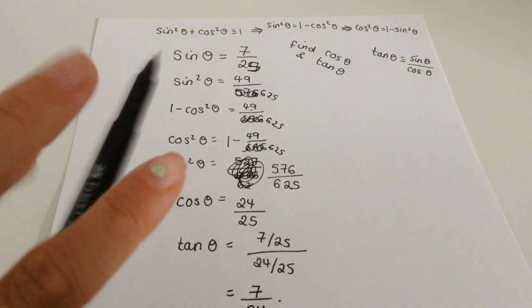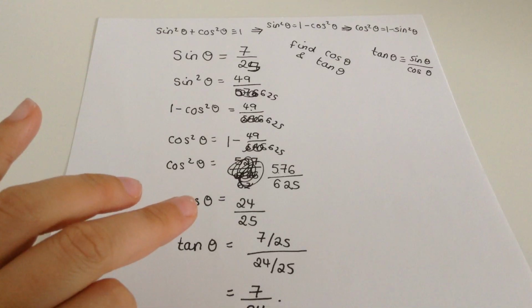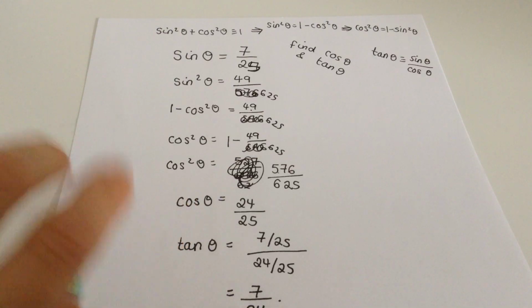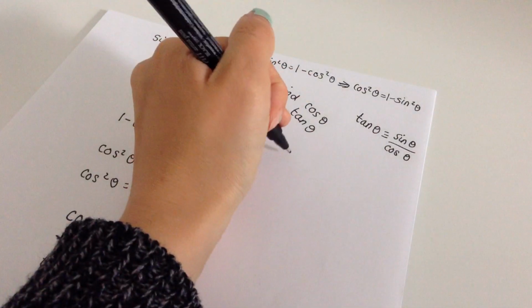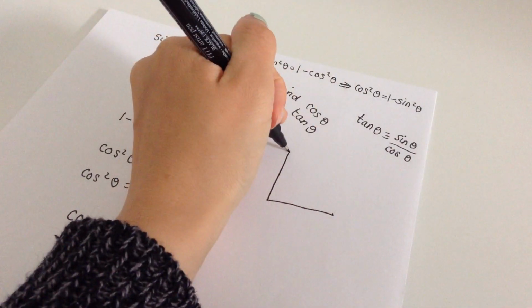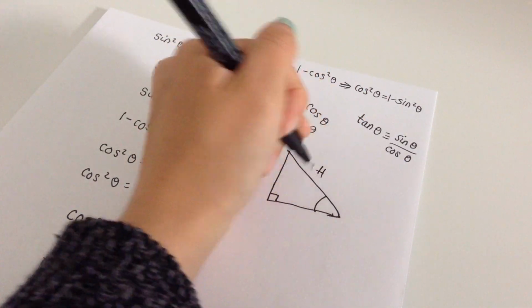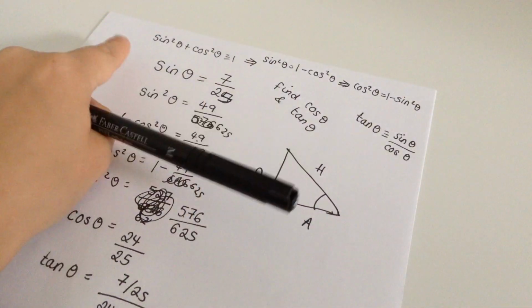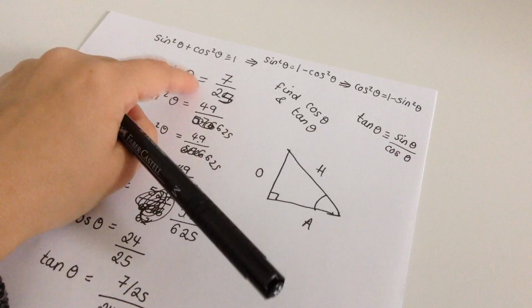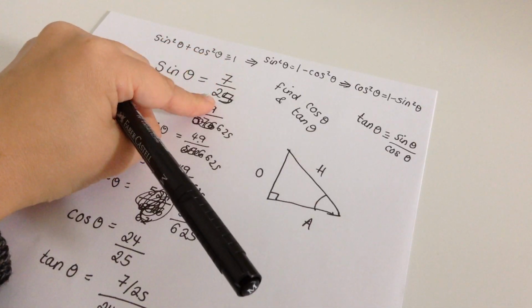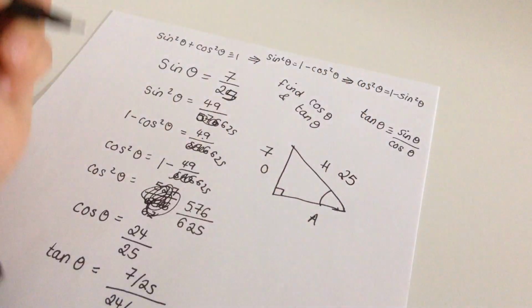I'm sorry if this annoys you, because I'm going to give you another method that the textbook doesn't approve of, but this method is so much better. You can skip this if you're not interested. What I would do is say I've got a right angled triangle. They've told me that sine theta is 7 over 25. Well, sine theta is the opposite over the hypotenuse. So the opposite is 7 and the hypotenuse is 25.